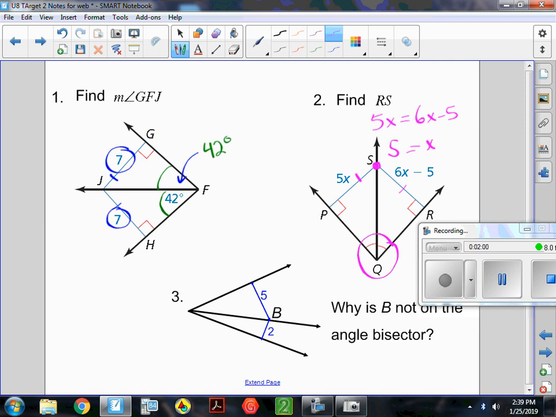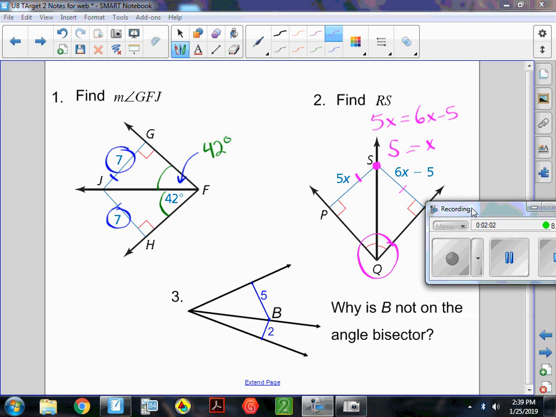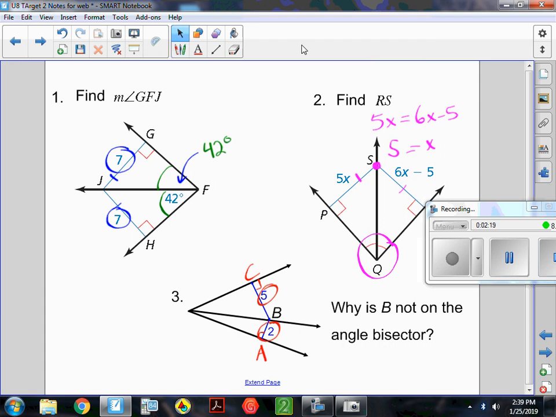The last question, number 3, says why is B not on the angle bisector? Well, I can see that one distance from B to this side, let's say B to A, is equal to 2. And B to C as a perpendicular distance is equal to 5. And since those are not congruent, those two triangles we can see are clearly not congruent. And so it is not an angle bisector.